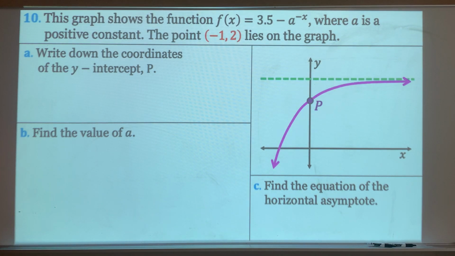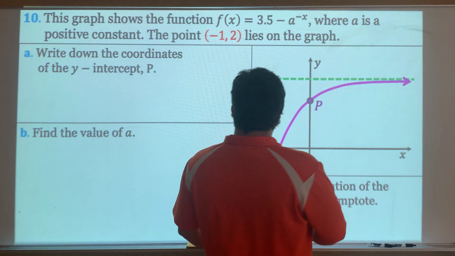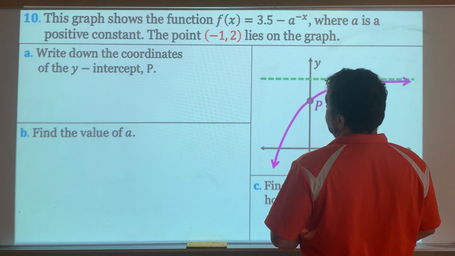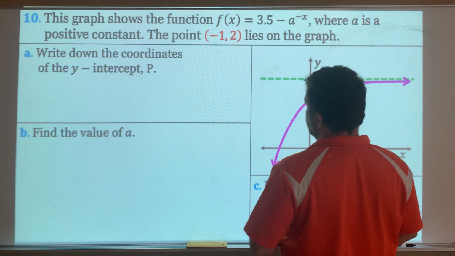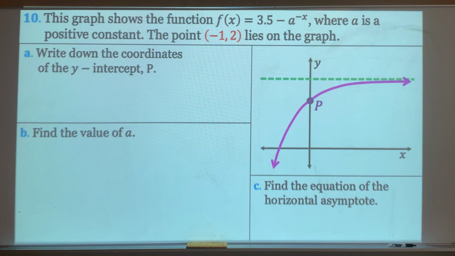So we have to figure some stuff out. We're going to write down the coordinates of the y-intercept P. So we're going to have to try to find out what P is. All we know is that one of the points on this graph is -1, 2. Wait, that can't be right, because it doesn't look like that graph.